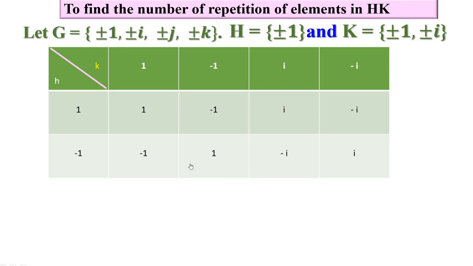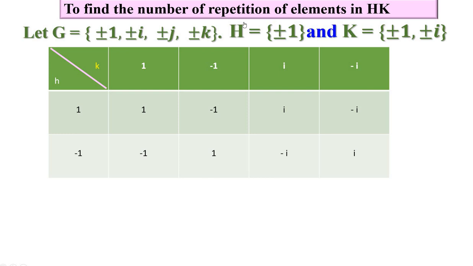Now we will look at, so these are the elements of HK. H consists of 2 elements, K consists of 4 elements, so 8 elements. Now we'll just check whether there are any repetitions or not. 1 is repeated twice. Minus 1 is also repeated twice. i is repeated 2 times. Minus i is also repeated 2 times.